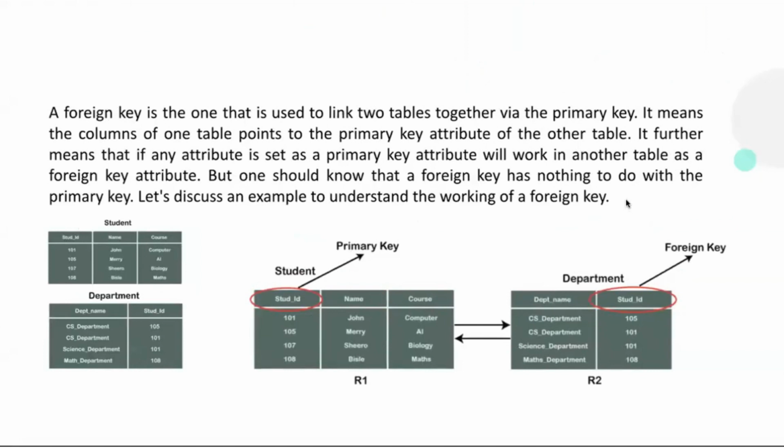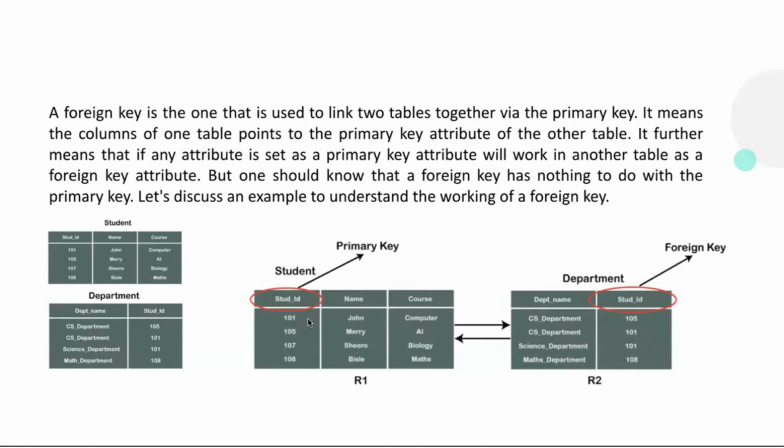Okay, guys. Can we see this table? These two tables, R1 and R2. In the R1 table, we have student ID over here. And in the R2 table as well, we have student ID over here. But this is not unique, so this is not a primary key. And this is connected with student ID. That's the only relationship we can get between these two tables.